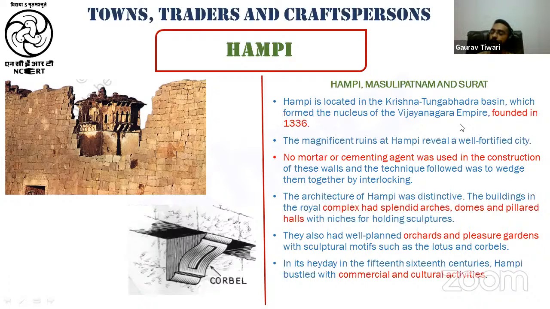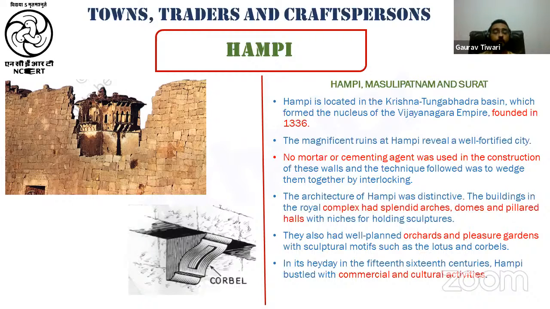That is, it was a little centrally located. The capital city of Vijayanagara was also located near Hampi. This Hampi is situated in modern day Karnataka, near Ballari district. So the magnificent ruins of Hampi reveal that it was a well fortified city. That is, Hampi was surrounded by walls. It was surrounded by big, big walls.